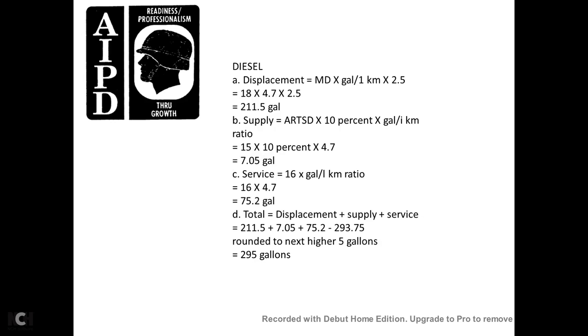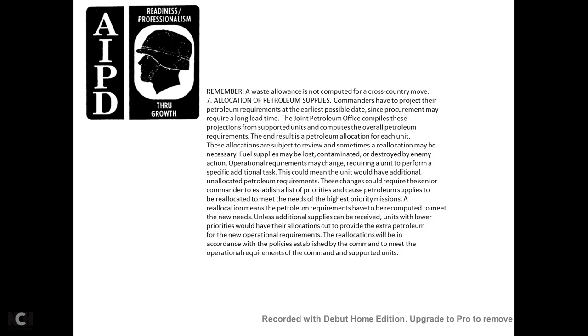Diesel displacement is equal to MD times the gasoline kilometer ratio of 2.5: 18 times 4.7 times 2.5 equals 211.5 gallons. For supply, RTSD times 10% of the gallon-per-kilometer ratio: 15 times 10% times 4.7 equals 7.05 gallons. Service is 16 times the gallons-per-kilometer ratio: 16 times 4.7 equals 75.2 gallons. Total displacement, supply and service: 211.5 plus 7.05 plus 75.2 equals 293.75, rounded to the next higher 5 gallons, 295 gallons.